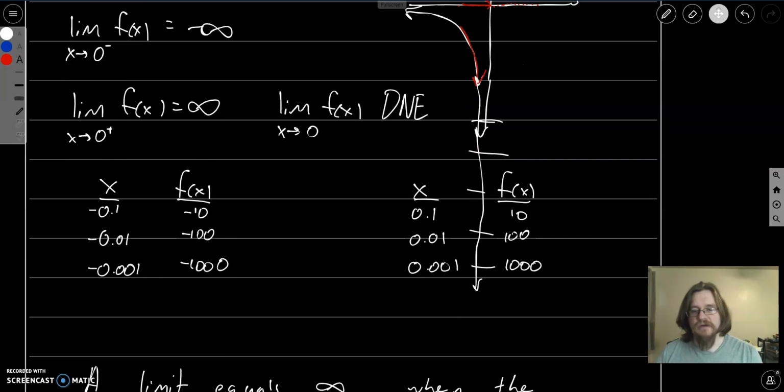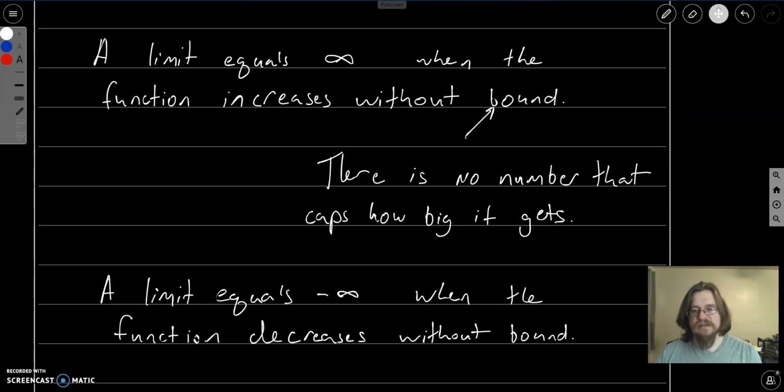And just to clarify what these mean, we can say that a limit equals infinity, even though it's not a number, when the function increases without bound. And again, when I say a bound, I mean there's no cap. There's no limit for how big this can get. Although I shouldn't use the word limit like that. There's no boundary to it. It's going to go through every number that we can ever think of.